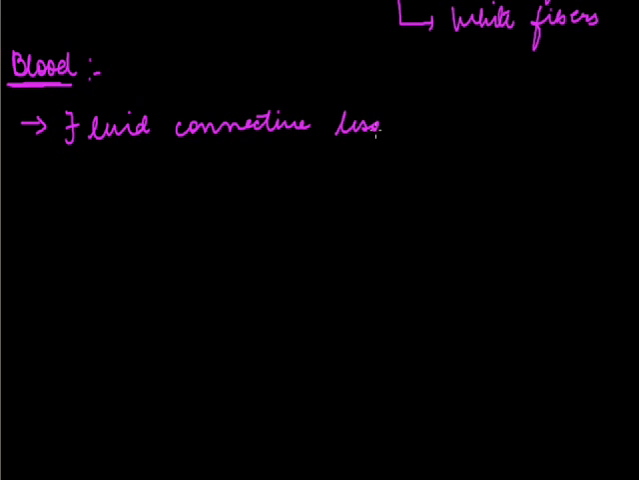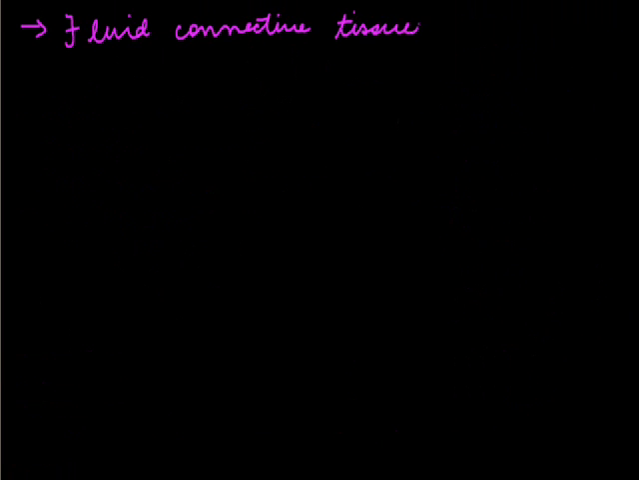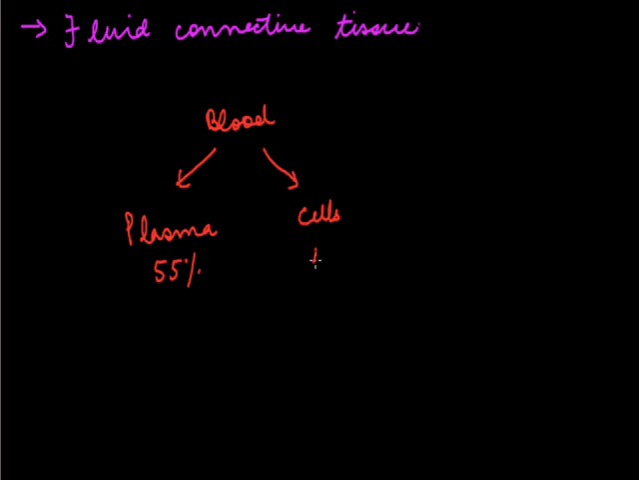Now coming on to blood. What is blood? In simple words, it is the fluid connective tissue. The blood is again divided into two main categories. It is the plasma and the cells. The plasma comprises about 55% of blood, and the cells, also known as the corpuscles in case of blood, are responsible for the 45% of the blood.